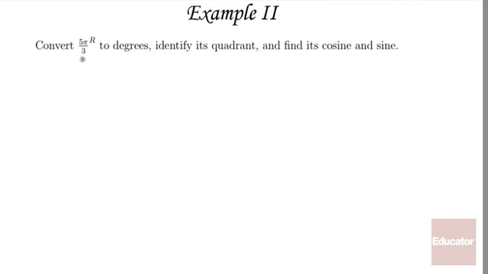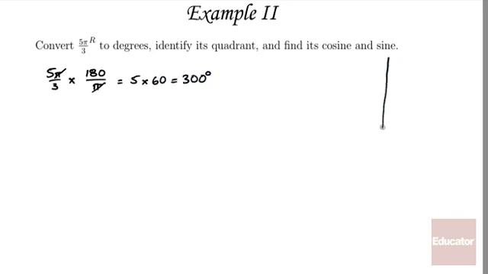This one is converting 5 pi over 3 radians to degrees, and again, identifying its quadrant and finding its cosine and sine. So 5 pi over 3 times 180 over pi. The pi's cancel, and then we have 5/3 of 180. 180 over 3 is 60, so this is 5 times 60, which is 300 degrees.